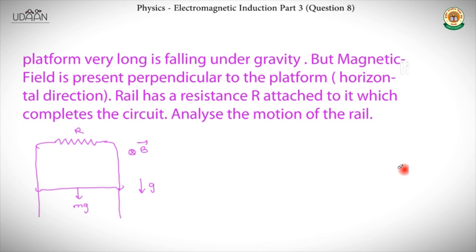But because of this magnetic field, what happens is this rail completes a circuit, and because of this an EMF is developed, and because of the EMF, a current is produced in it, and because of the current there is a magnetic force acting on the rail in the opposite direction, because of which this is going to move slowly. I am going to write a differential equation. Based on that we are going to solve the question.